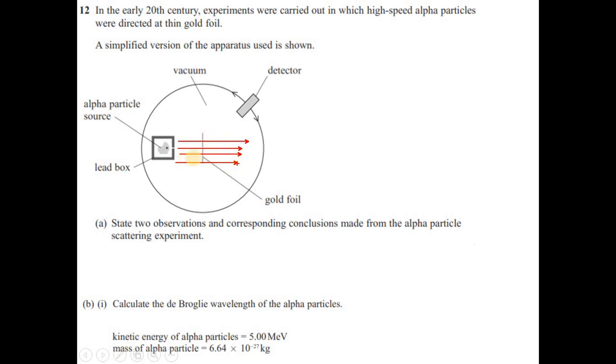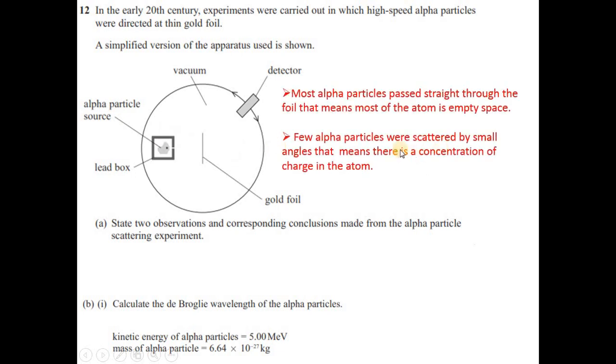This is the first observation. Very few alpha particles were observed bounced back from the gold foil, or you can say deviated by an angle greater than 90 degrees. That means there is a small region inside the atom, the nucleus, at which the mass is concentrated. So you can write these two points.